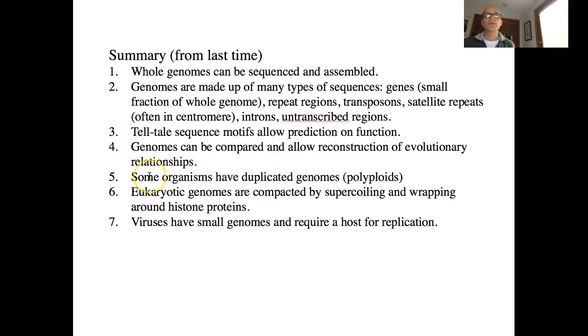I talked a little bit about genome comparison using trees and looking at evolutionary relationships. We talked about polyploidy, the whole genome duplication, and then we looked at compacting of the genome in eukaryotes versus prokaryotes. And then at the very end, we talked a little bit about viruses. So today we will talk about mutations and how they arise and how frequently they arise, and then also how these mutations can be repaired and how frequently they get repaired.